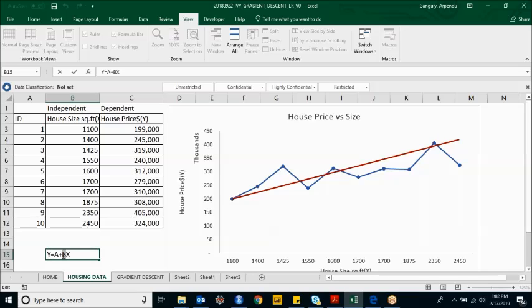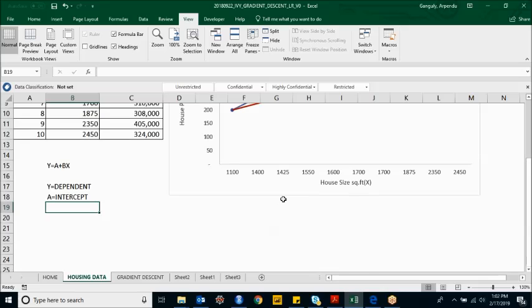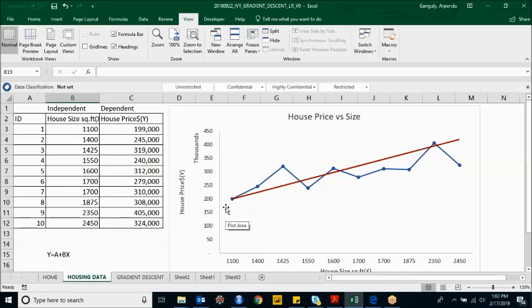What is b? b is the slope of x or the coefficient of x, which says how many times my y will change for a unit change in x. Clear, not clear? Let me just write this equation. What is y? y is the dependent variable. What is a? For the equation of a straight line, it's called the intercept. What is the intercept? The intercept is the value of y when x is 0. This point, when x is 0.